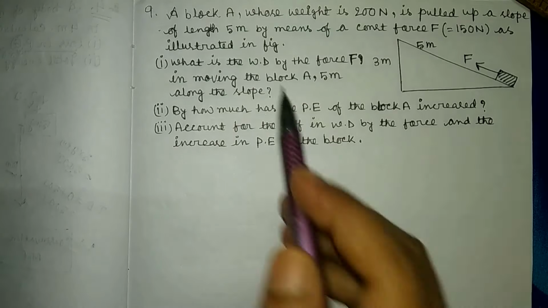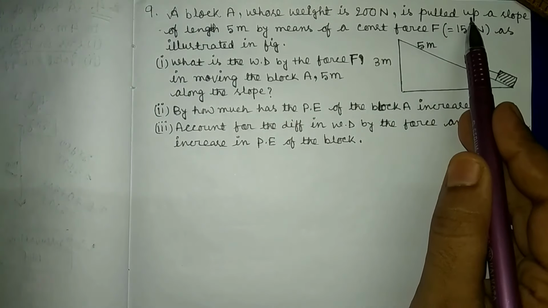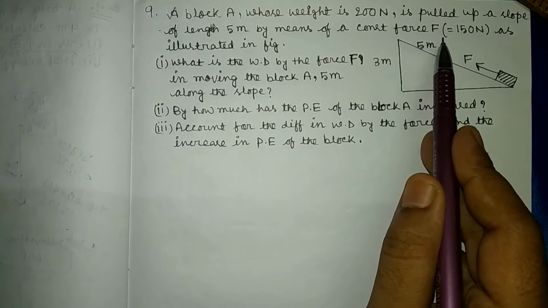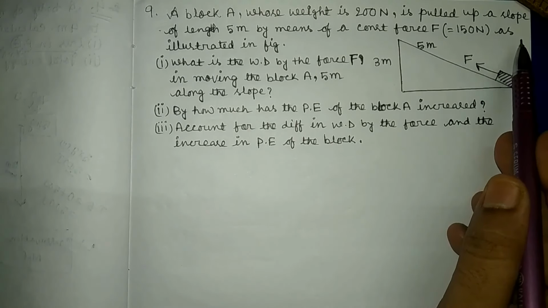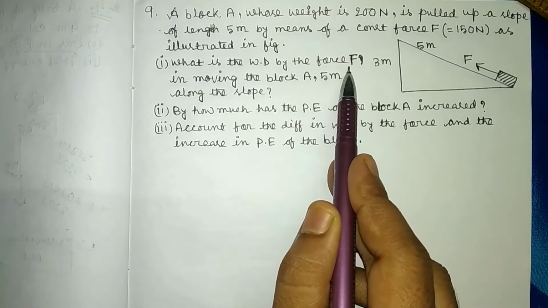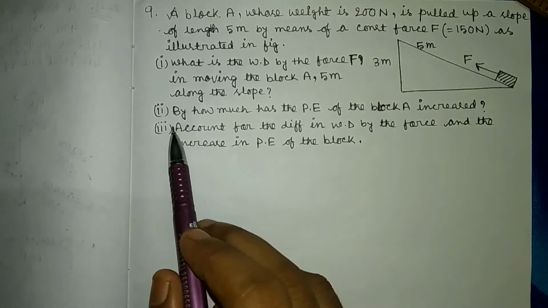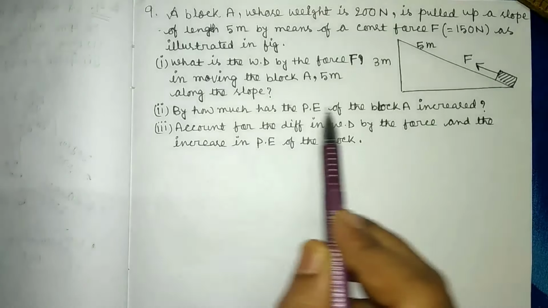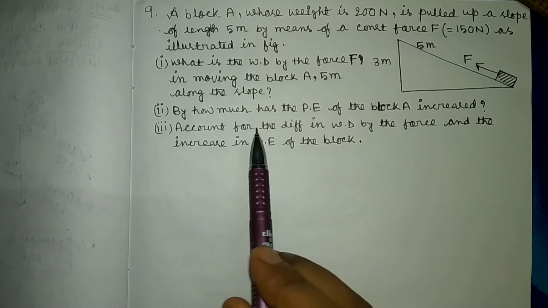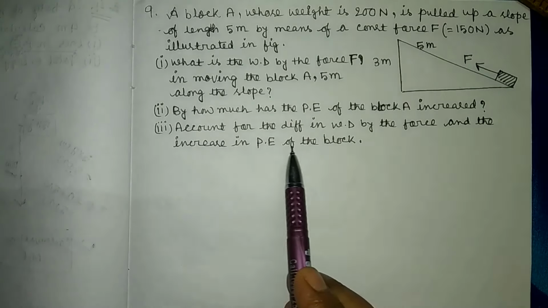So the question is, a block A whose weight is 200 Newton is pulled up a slope of length 5 meter by means of a constant force F equals 150 Newton as illustrated in the figure. Then what is the work done by the force in moving the block A 5 meter along the slope? Part 2 is, by how much has the potential energy of the block A increased? And part 3 is, account for the difference in work done by the force and the increase in potential energy of the block.